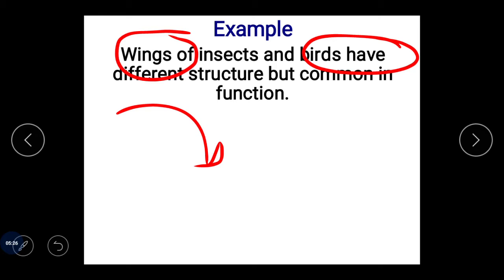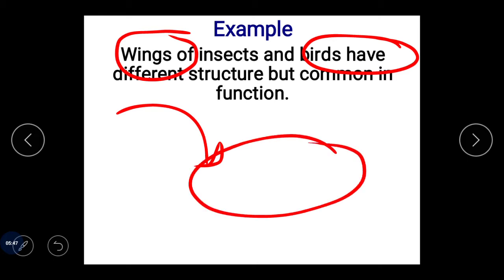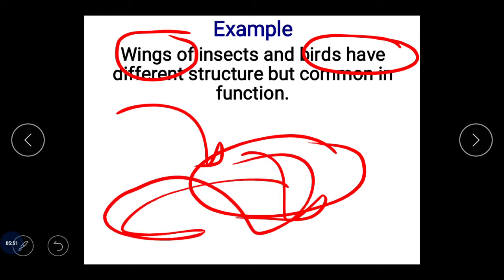OK, but when you just go through their structure, you will find an entirely different structure in case of birds, in case of wings of birds, and in case of wings of insects. So although the structure is different, the function is common. So if you look from the perspective of structure, there is no evolution at all, because the structures of both are different.